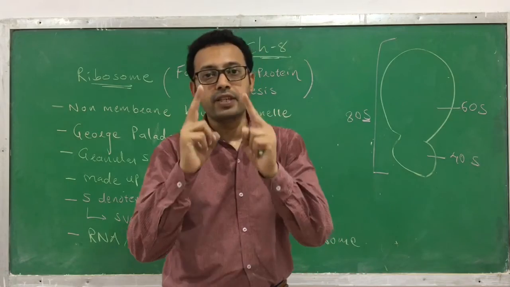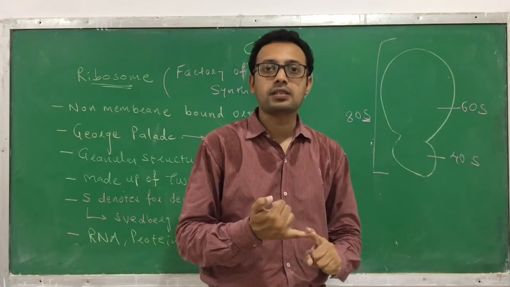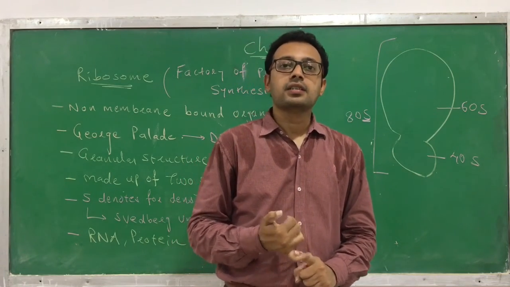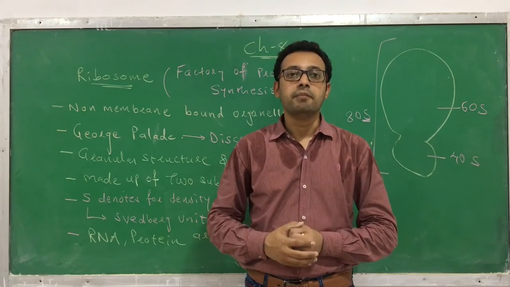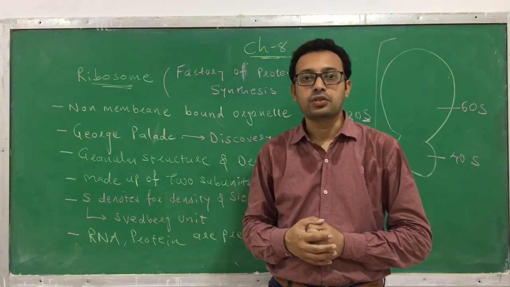So students, today we have discussed two important organelles: one is the chloroplast and the second one is the ribosome. In the next session, we will learn about the cytoskeleton, meaning the skeleton of a cell, and we will discuss that in the next session.